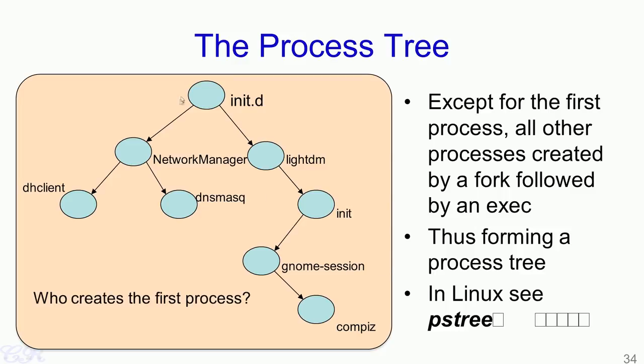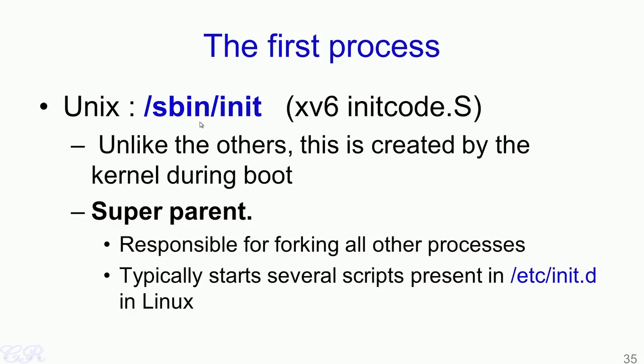So, we have seen that every process in the system that is executing has a parent process. So, what about the first process? It is the only process in the system which does not have a parent. So, who creates this process? The first process in Xv6, which is present in initcode.S, is unlike the other processes because this particular process is created by the kernel itself during the booting process.